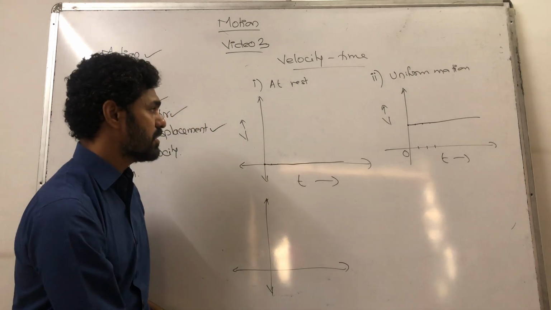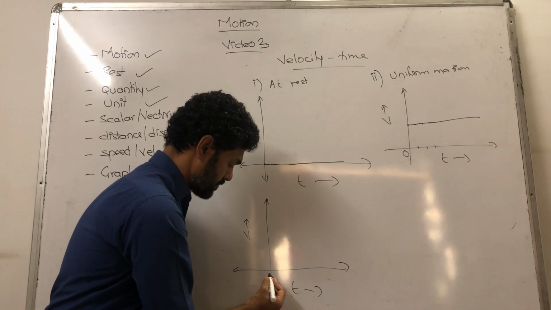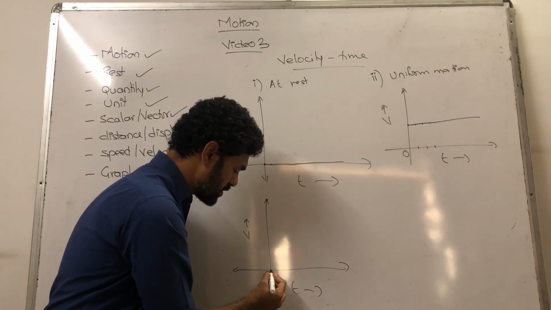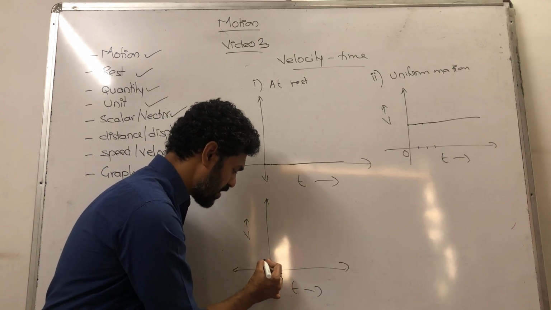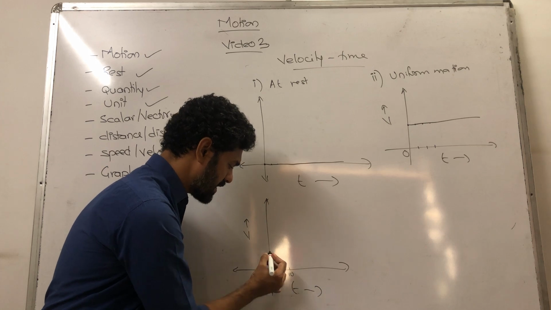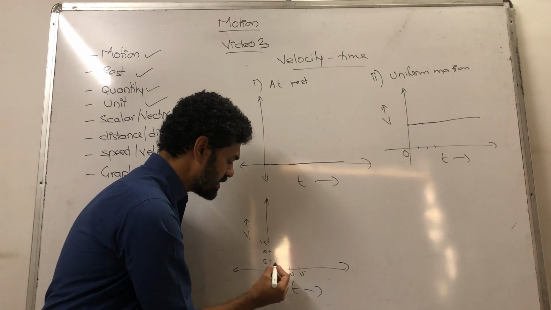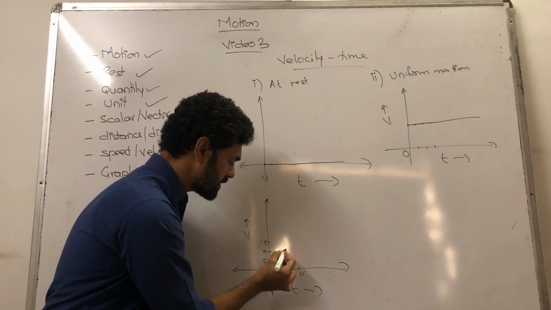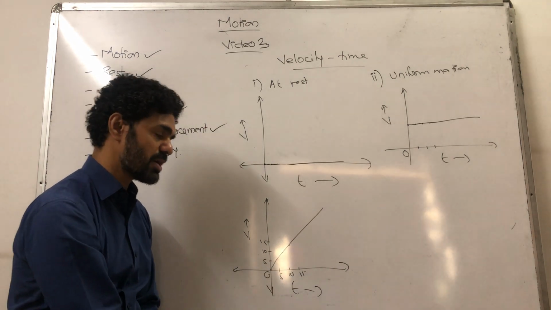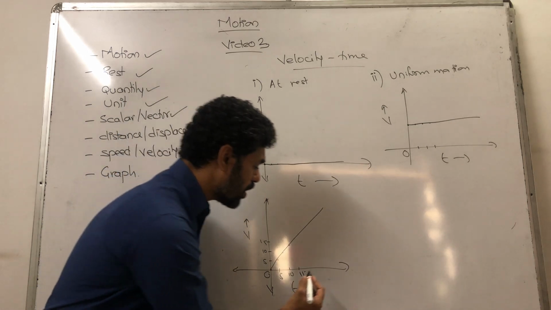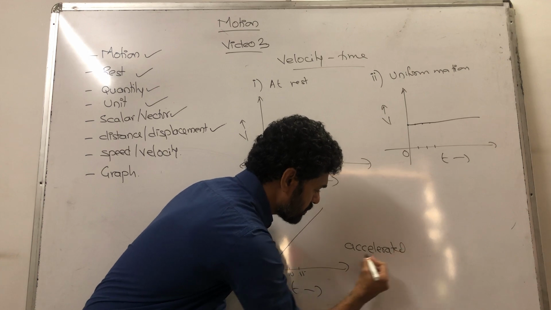Now let's say the speed increases with time. At time t equals 0, the velocity was 0. Let's say after 5 seconds, the speed is 5 meters per second. After 10 seconds, the speed becomes 10 meters per second. 15 seconds, the speed becomes 15. That is, as time increases, speed is also increasing. If speed increases with time, such a motion is called accelerated motion. We will be discussing it in the next video.